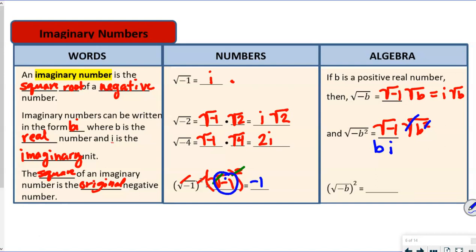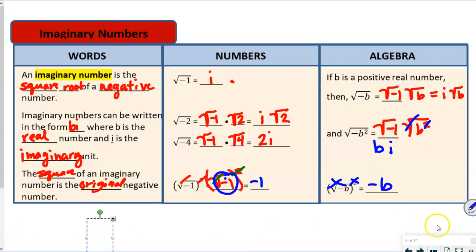So over here, okay, this time we're squaring the square root of -b, so it's going to be the same way, y'all. Again, we can cross that out, the square root and the square cancel each other out, so we're just left with the -b. Hopefully that makes sense. If not, it will in a minute.